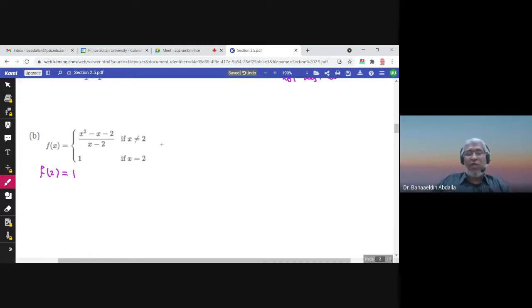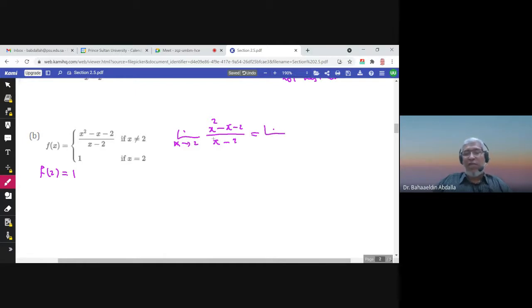But the question, is it continuous at 2? So we have to find the limit. If we go from the right or from the left, we will always use the first definition because if x is not equal to 2, we use the first definition.